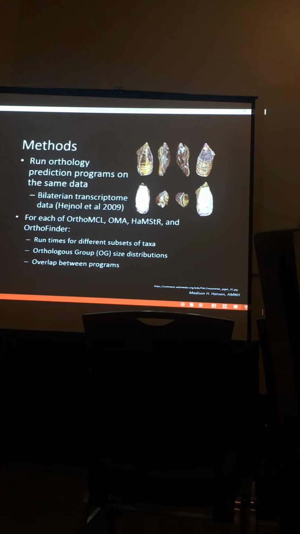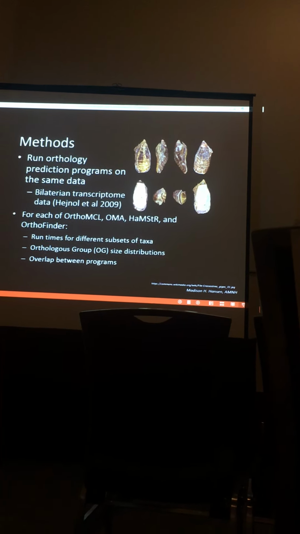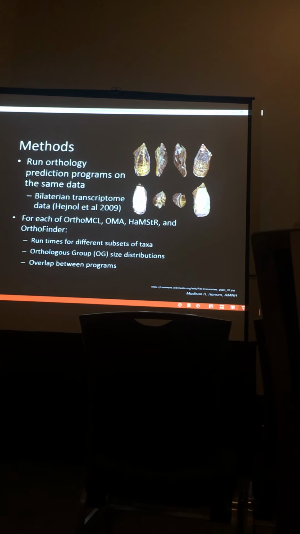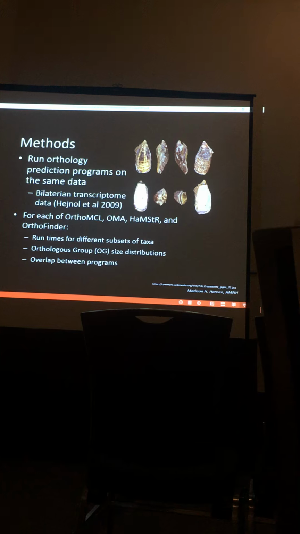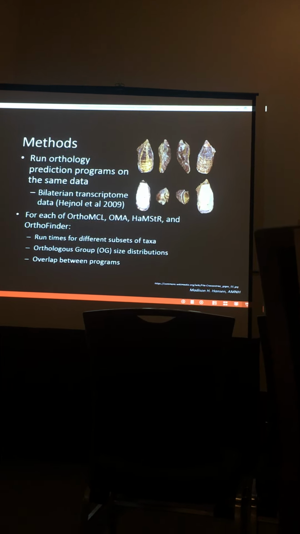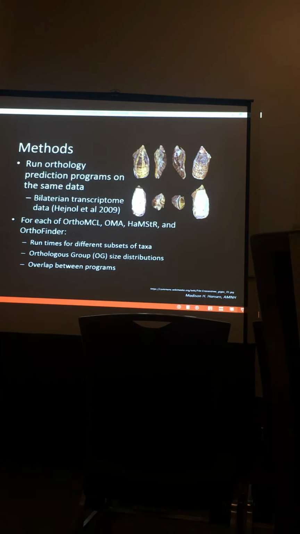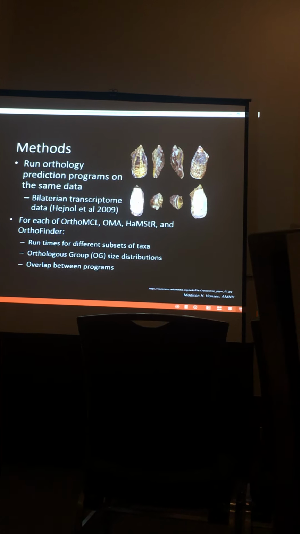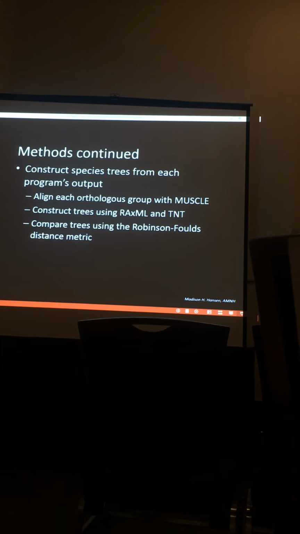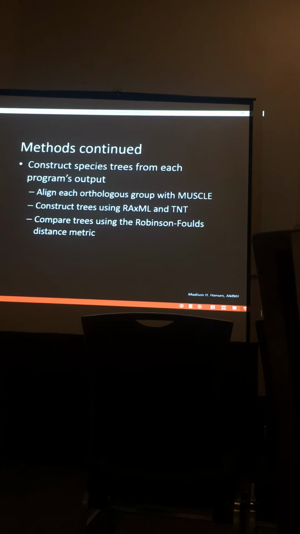For my methods, I ran these 4 programs on the same data set for this presentation. That is a bilaterian transcriptome data set, so mollusks, annelids, brachiopods. And then for each of these programs, I subset the data into smaller random groups and measured the run times for those. Then I looked at the groups to see if they were coming up with the same groups or with different groups. And then I made species trees from each of these different sets of groups and compared the trees using the Robinson-Folds distance metric.